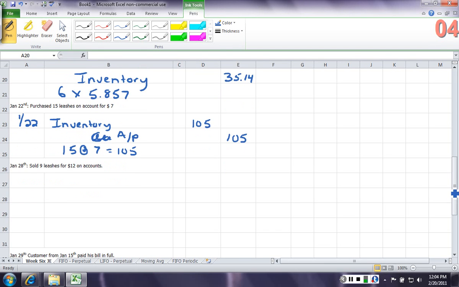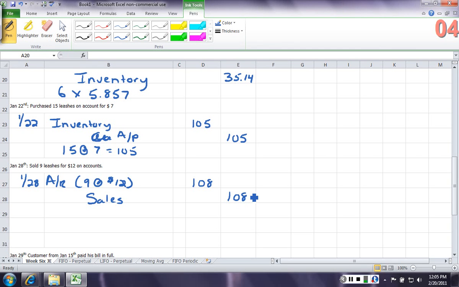And then when I sold my 9 leashes, I sold them on account. So on January 28th, I sold 9 leashes. So accounts receivable, 9 at $12 each, or a total of $108. And I have sales of $108.